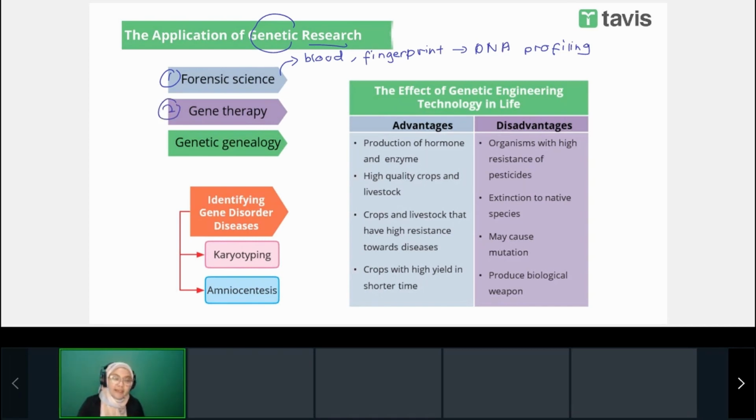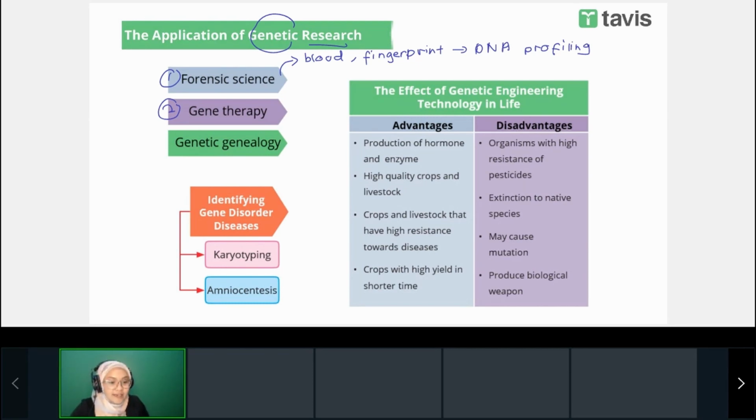Okay, the second one, gene therapy. It's still in an experimental stage. It is a process where a healthy cell is used for individuals with sex-linked diseases such as hemophilia and colorblindness. The healthy cell is inserted into the mutated, defective cell, so that the defective cell can be replaced by the healthy cell, so that the person won't be affected by the sex-linked diseases.